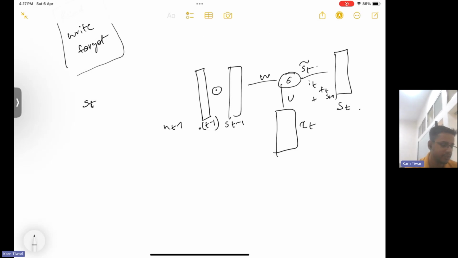So we have used the initial gate. We read how much information we want. We multiplied it with the gating mechanism and got s_t bar. And we want to decide how much information we want to read, and from the previous time step, how much information we want to add and propagate through this gate. So that was the only thing actually.